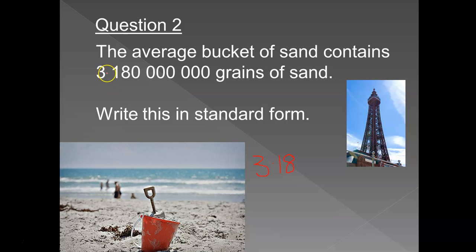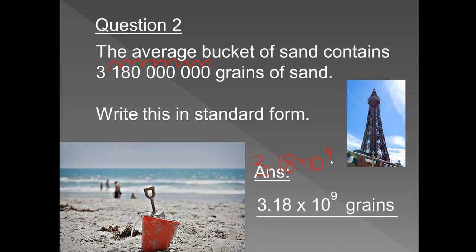Then now, let's count to see how many. So we know that's multiplied by a power of 10. And we're going to count to see how many places we moved our point to the right to get to 1.8. So let's go 1, 2, 3, 4, 5, 6, 7, 8. So our power would be 8: 1.8 times 10 to the 8 grains of sand.